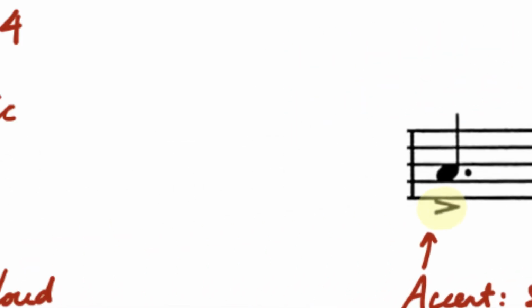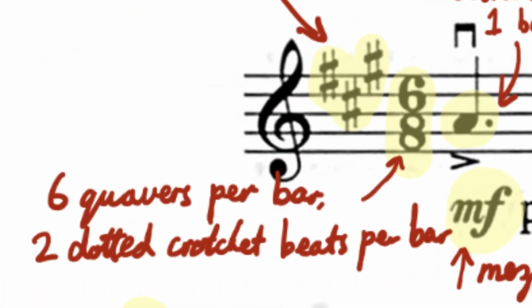On to the signs and terms, we have a time signature of 6/8, which tells us that every bar has 6/8 notes, or 6 quavers of value. It also tells us that there are 2 beats per bar, each group of 3 quavers adding up to a dotted crotchet, which represents 1 beat.